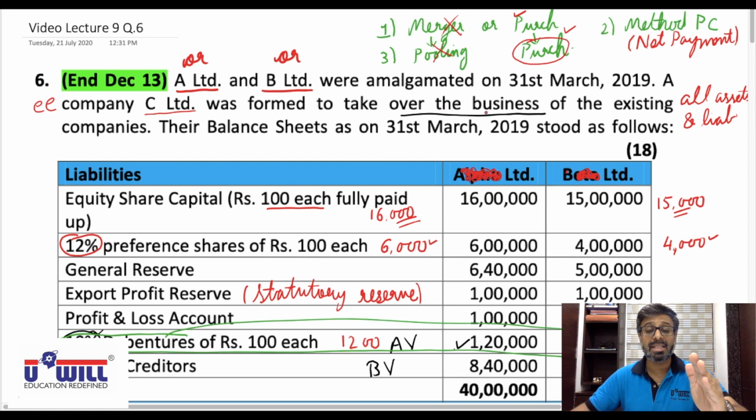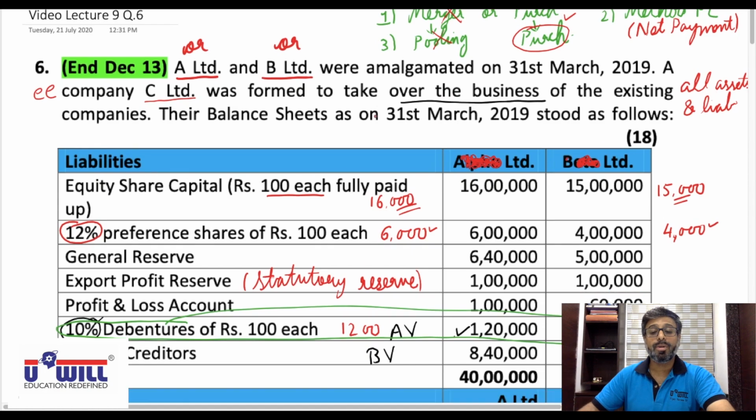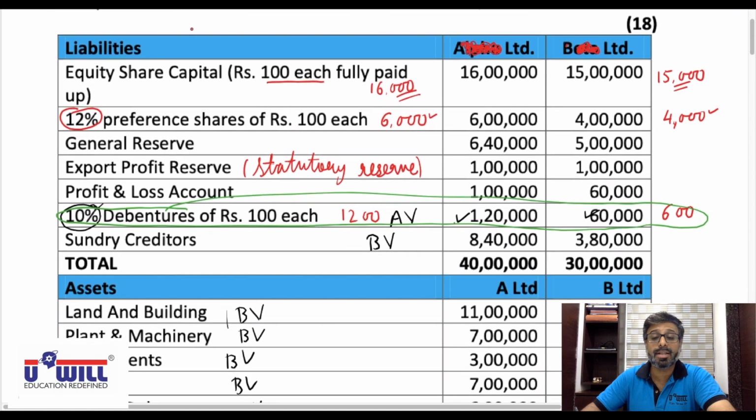Before you see this lecture further, revise those entries. Go back to the summary and revise the entries in the books of transferee company. So number 1, it is amalgamation in the nature of purchase. Number 2, net payment method of purchase consideration is to be followed. And number 3, because it is purchase, we will be following purchase method of accounting. So let's proceed with the things further now.